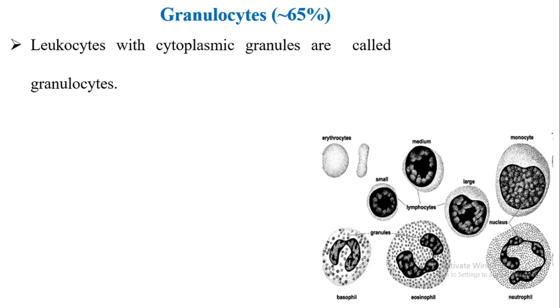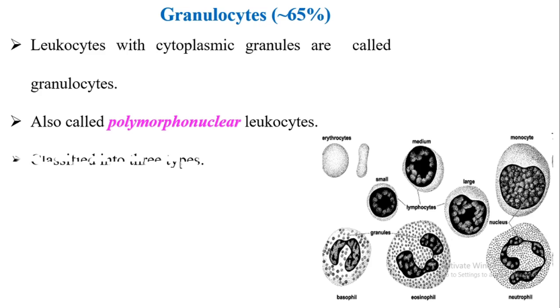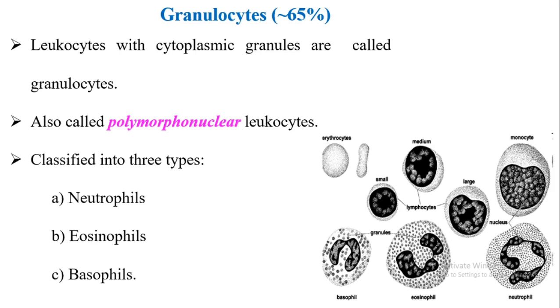In the figure, various granulocytes are shown having the cytoplasmic granules. Some granules are larger and coarse, some are fine and small. They are also called polymorphonuclear leukocytes because their nucleus is polymorphic. That means the nucleus is in variable shape. Hence, they are referred as polymorphonuclear leukocytes. They are classified again into three types. One is neutrophils, second one that is eosinophils, and third one that is basophils. Now let us see one by one these three types of granulocyte.